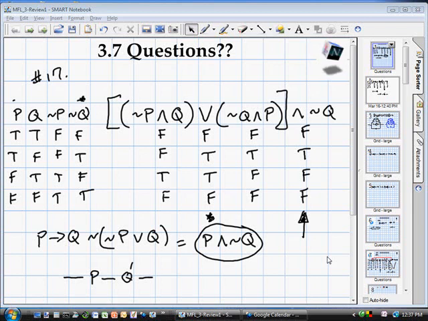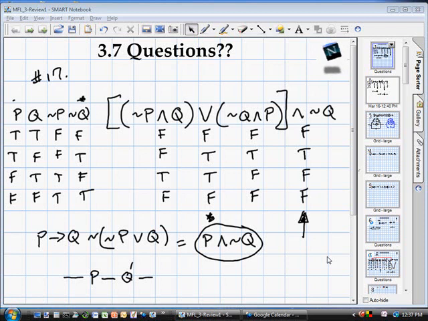So now we at least know kind of what the logic footprint is for this. Now the question is, can we come up with a statement that gives the same results, but is not so obnoxiously long? That's kind of the goal. Well, it turns out it's P and not Q.